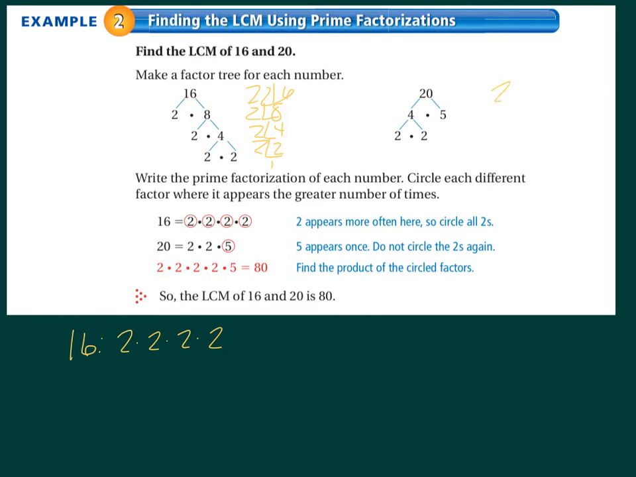For 20, if we ladder that, we divide by 2, we get 10. We divide by 2 again, we get 5. And 5 is prime. We get our 1. So 20 breaks down into 2 times 2 times 5.